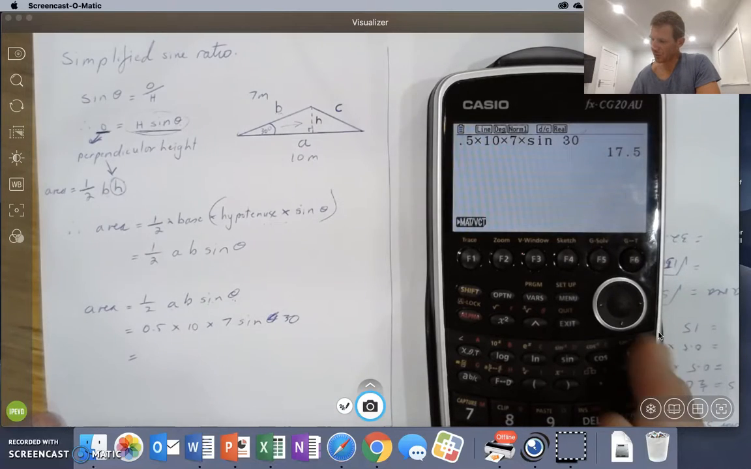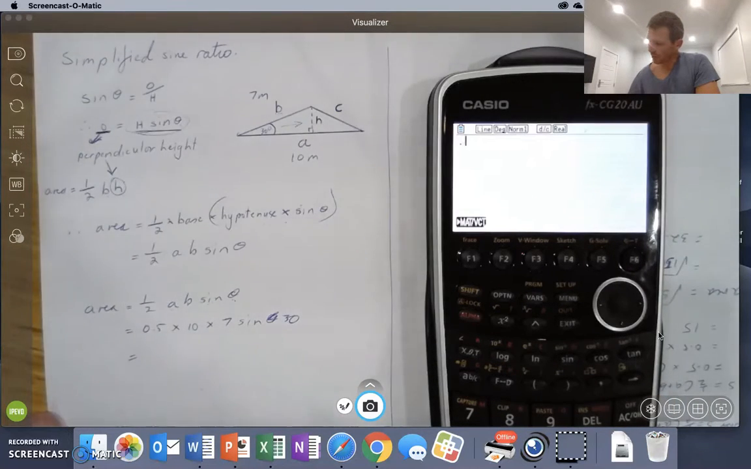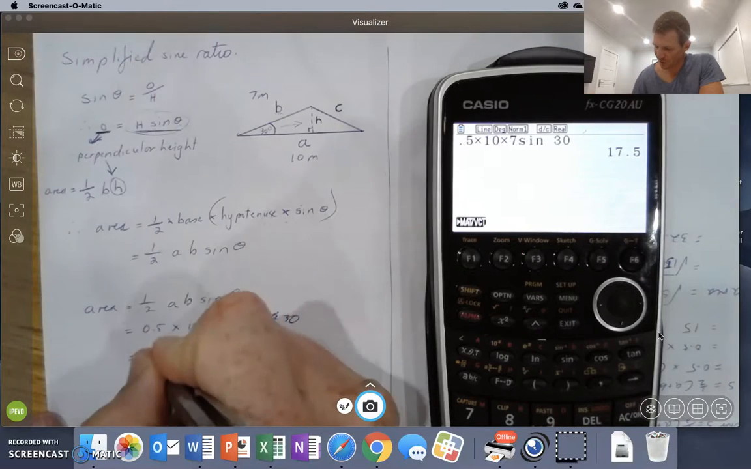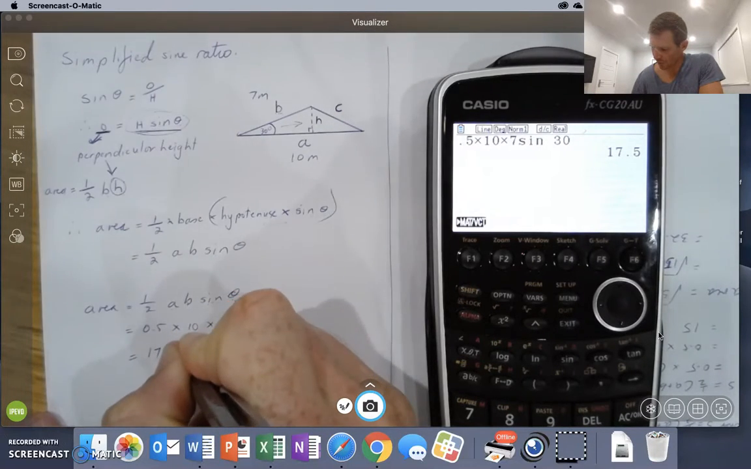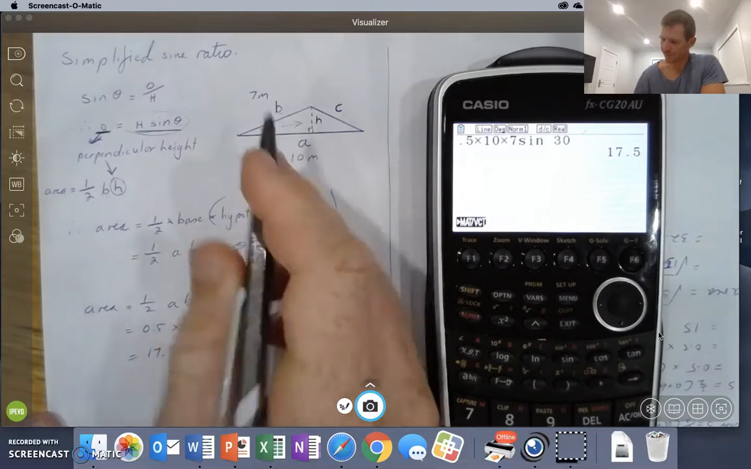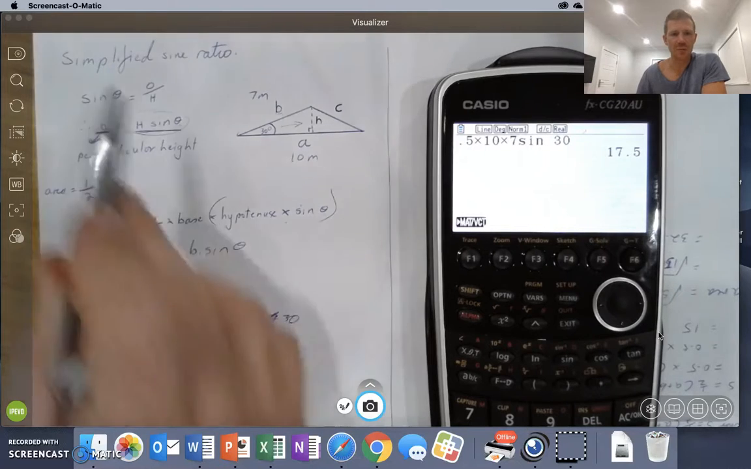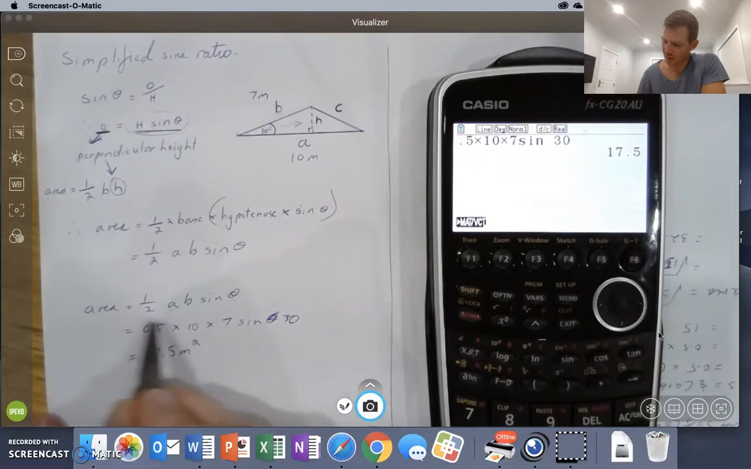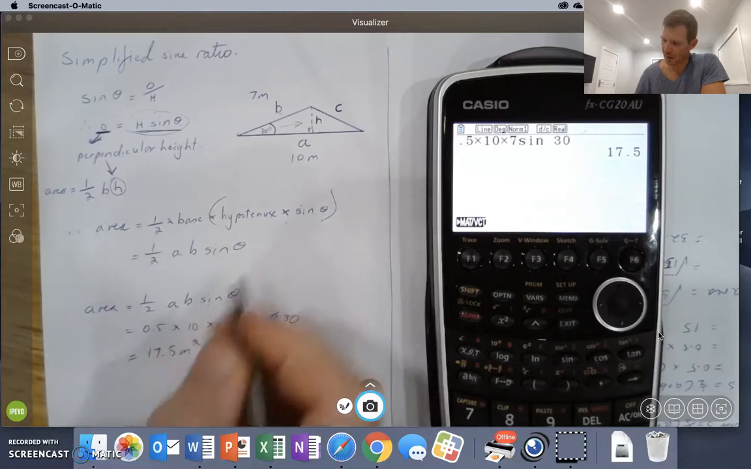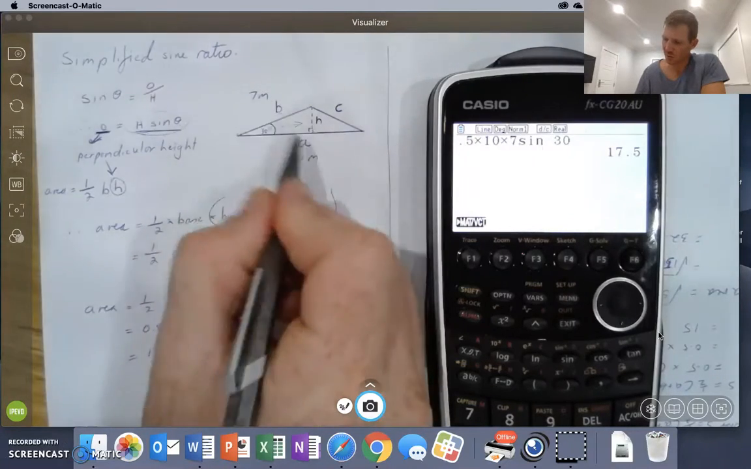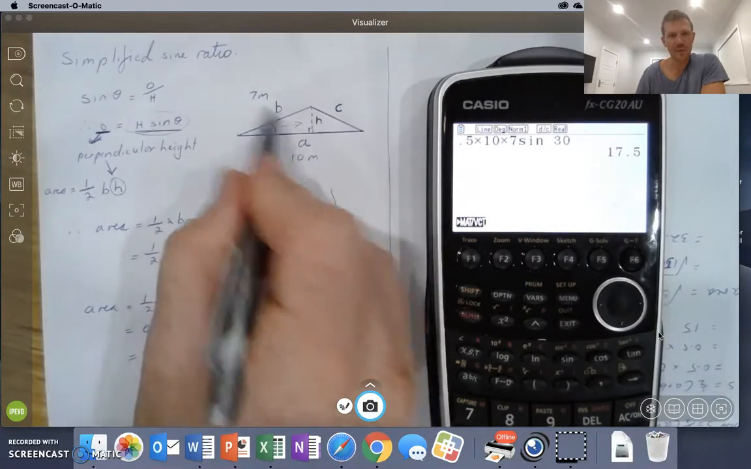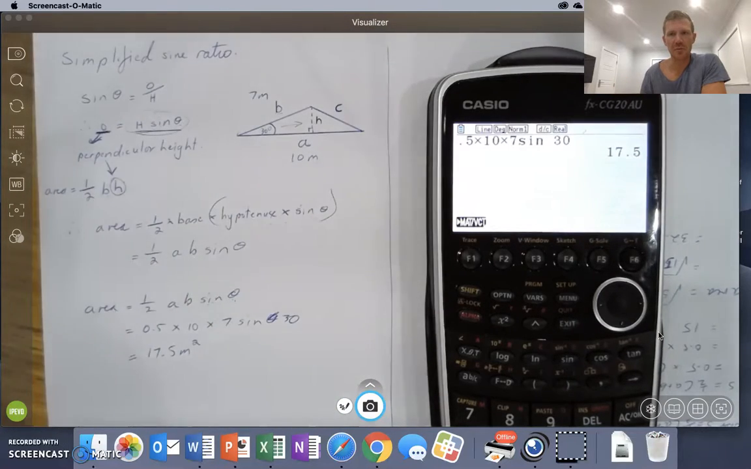So if we plug that into our calculator, 0.5 times 10 times 7 times sine 30, we should come up with a value, which is 17.5 meters squared. Okay, so that's how we can use that. Now, I know sometimes trying to explain that can be a bit tricky, but basically if you start using this equation with A and B being these two side values, it saves us having to go through a step.